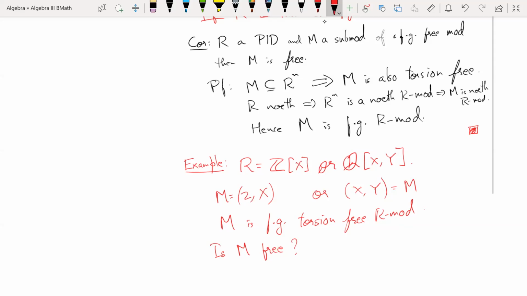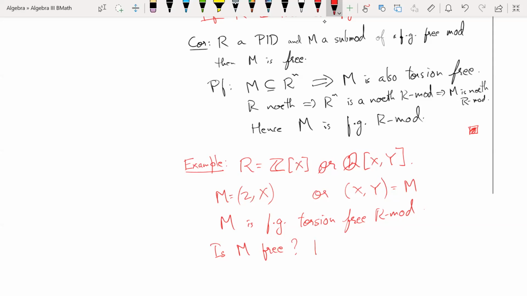So M is not free. Can you tell me what are the relations, or why it's not free? Sir, the rank of M is 1, yeah, that we know because it's an ideal. So if it is at all free, it has to be singly generated.